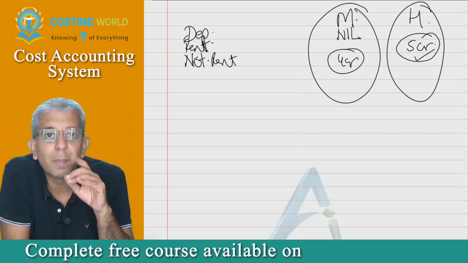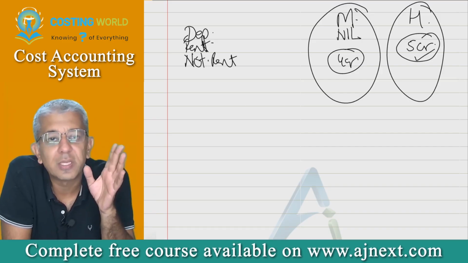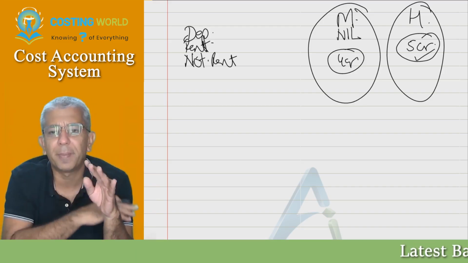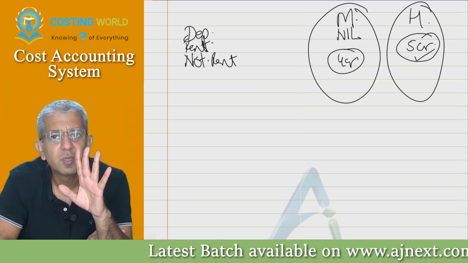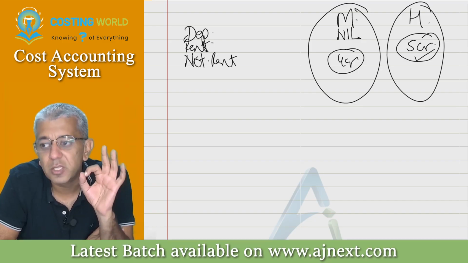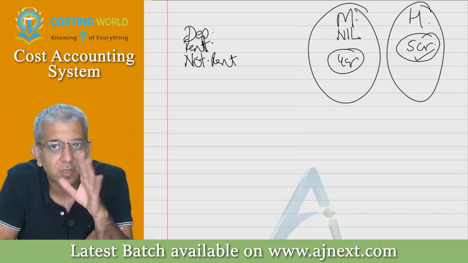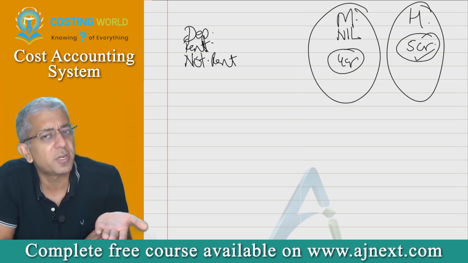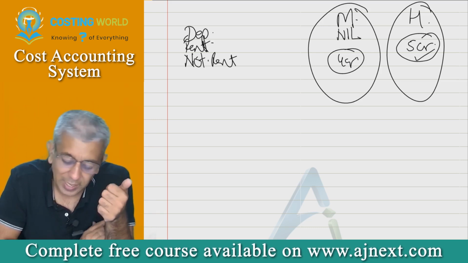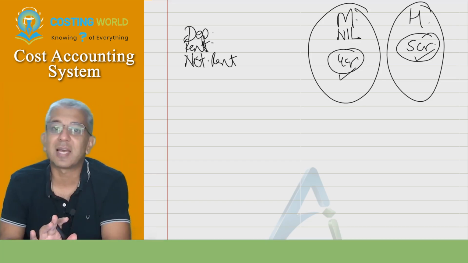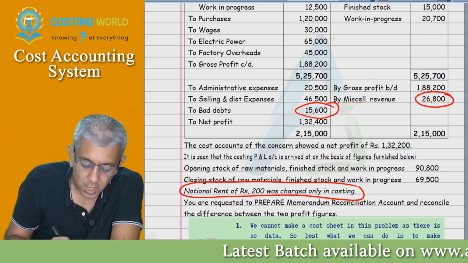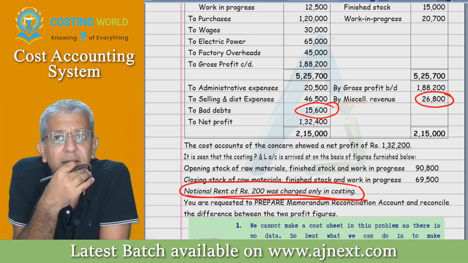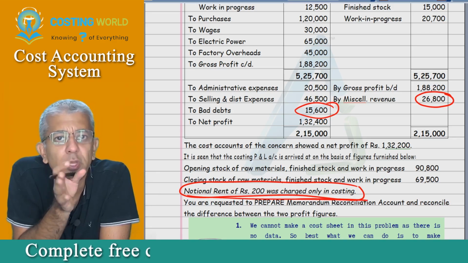Do remember, it is not an actual payment that we are doing. This is just a dummy figure, done for what particular reason? Inter-firm comparison. Have you ever seen notional rent in financial accounts? No. So it does not come in financial accounts. It's not a transaction as such. But in your cost accounts, such items can be put if you want. So notional rent of 200 was charged in costing. This expense was only charged in costing.